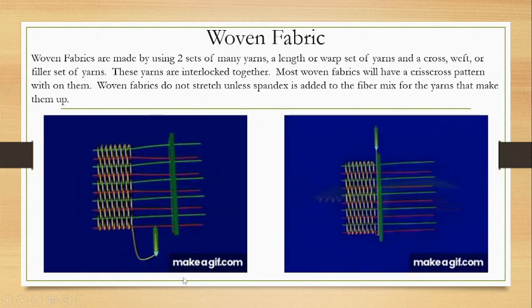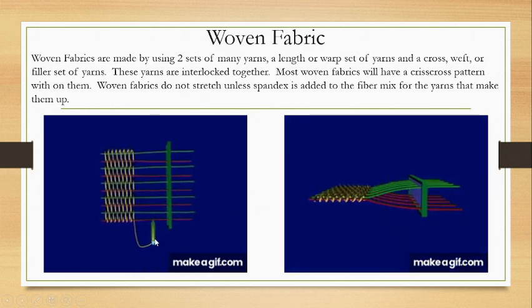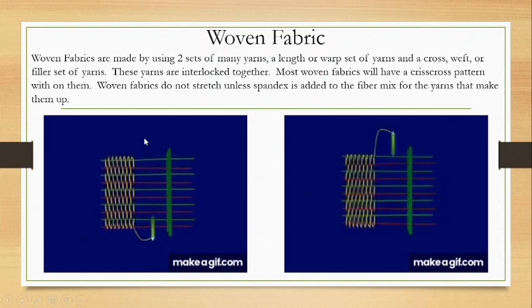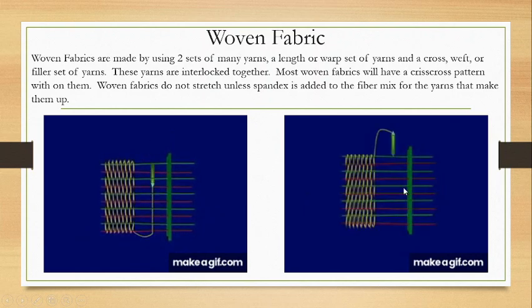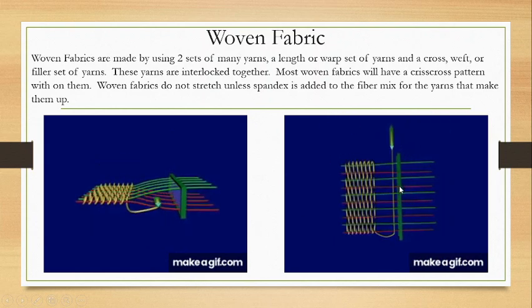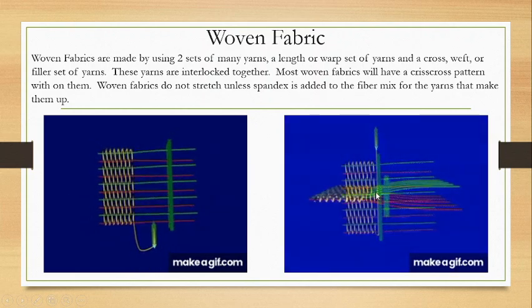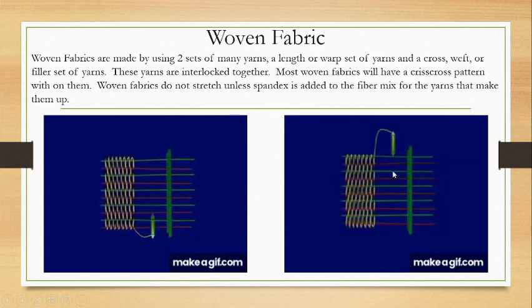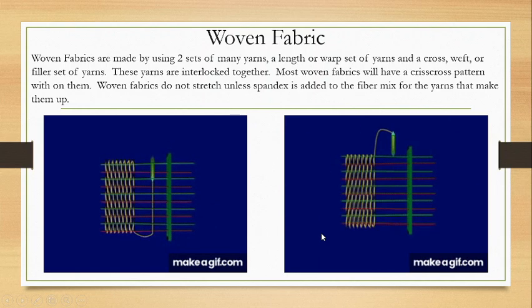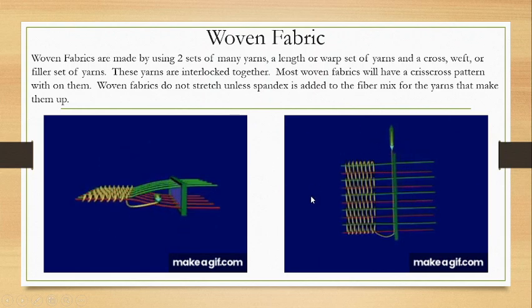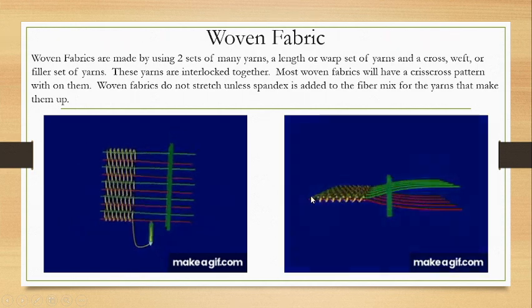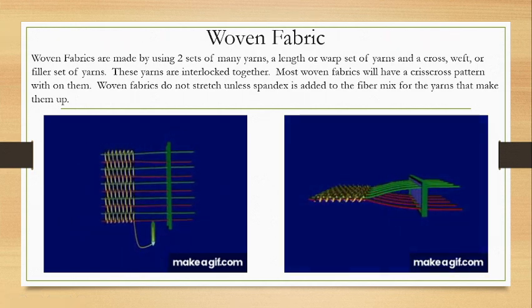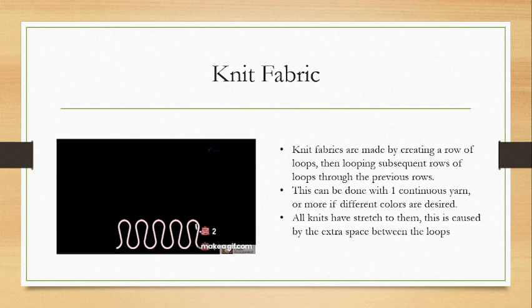Again, a set is raised up, a set is raised down. We insert a weft or filler yarn through it. Then when we come over here, we will pack down that weft yarn, go back, flip our yarns, and continue going on. And this is creating what we call a plain weave, which we'll learn a little bit more about later in the lesson.